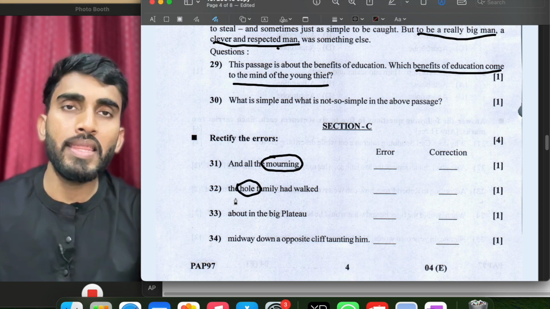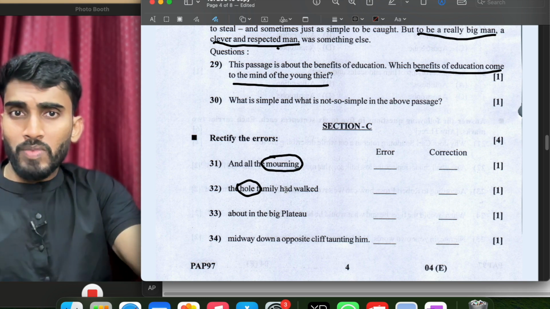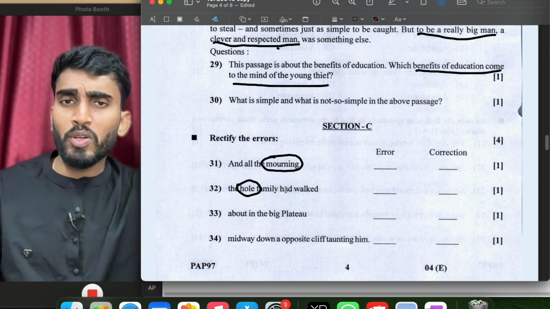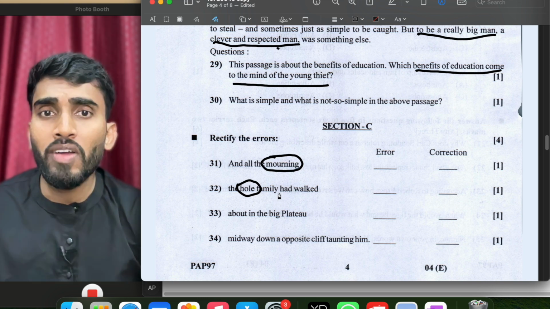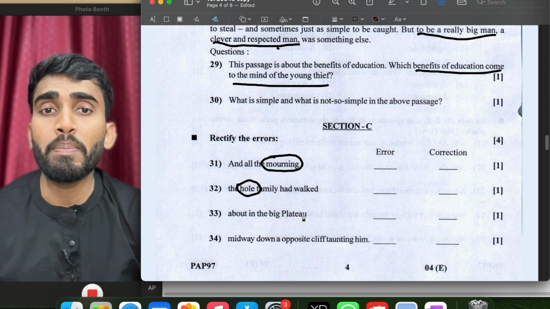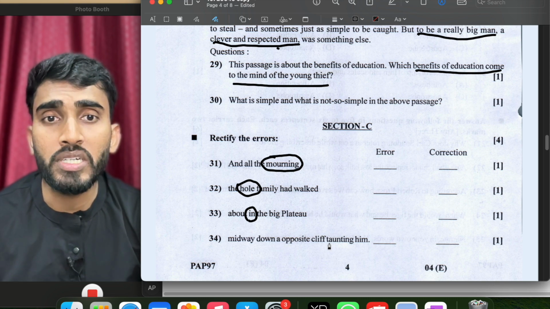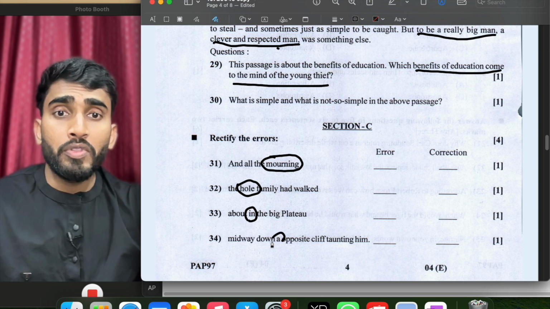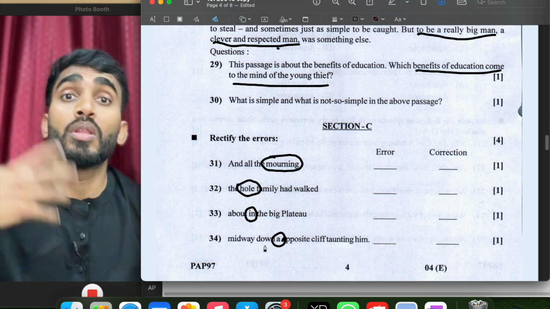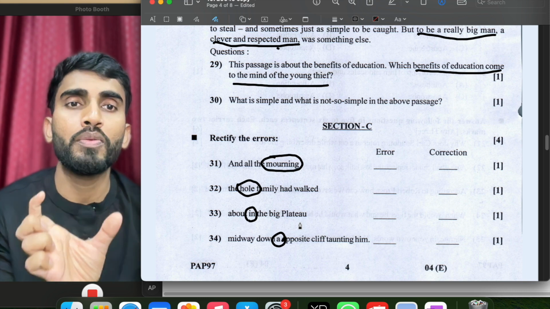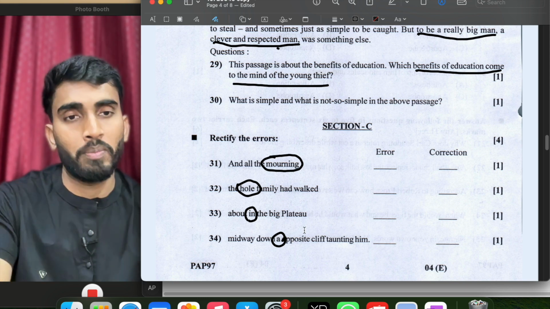So as I have read this unit many times, it is very easy for me to solve. And also if you have not read it, it is not going to be too much difficult because it is going to be very silly mistakes. You just need to focus and read. The whole family had walked about in the big plateau, not in the big plateau but on the big plateau, midway down a opposite cliff, taunting him. Not a opposite cliff, it is a specific cliff about which it is talking. So midway down the opposite cliff, taunting him. So that is how you will spot the error and the correction and write down in your answer sheet. 4 marks you will get from this.